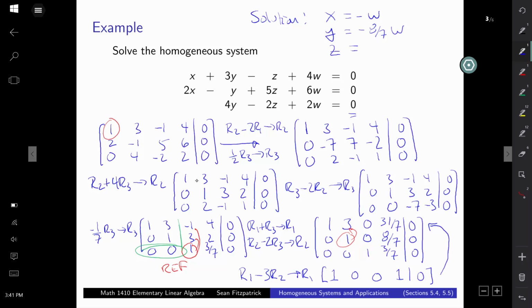Z plus 3/7 w equals 0, so z is minus 3/7 w. And, well, w equals w. W is free. Free to be whatever its heart tells it to be. There we go. Okay, so that's our solution in this case.